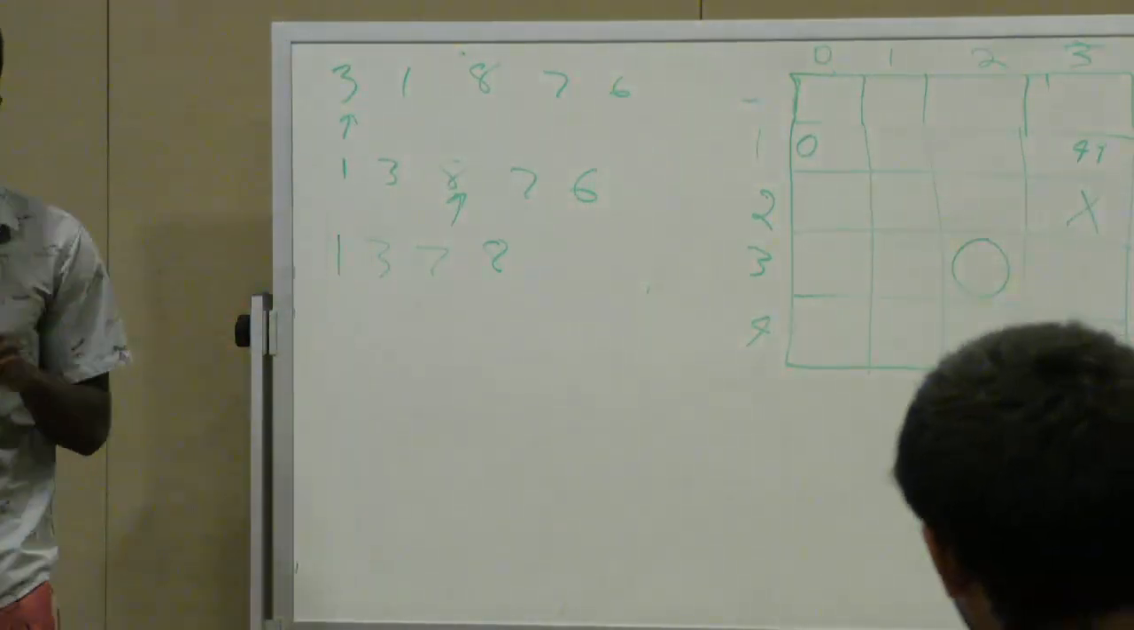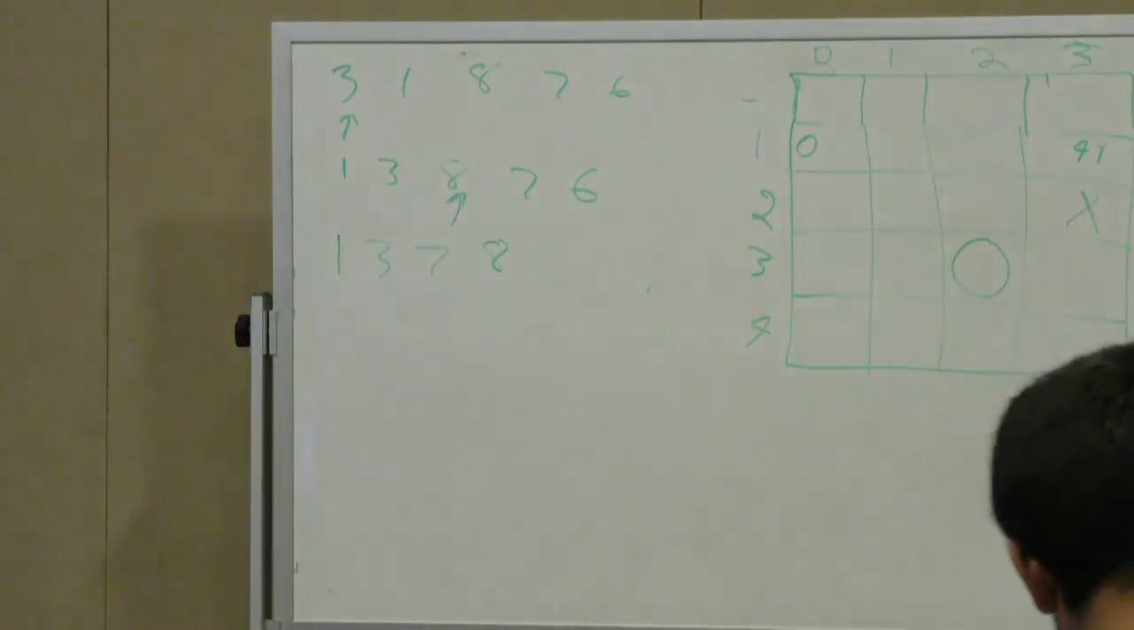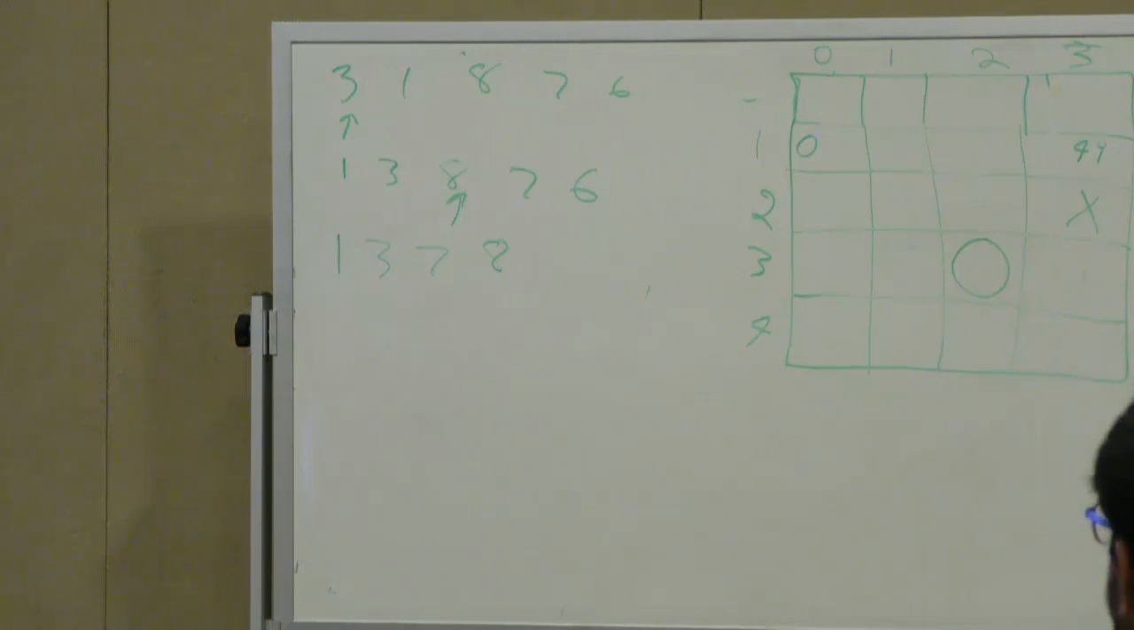So in this way, it goes through the list of numbers, swapping values until ultimately the list is sorted. Yes?